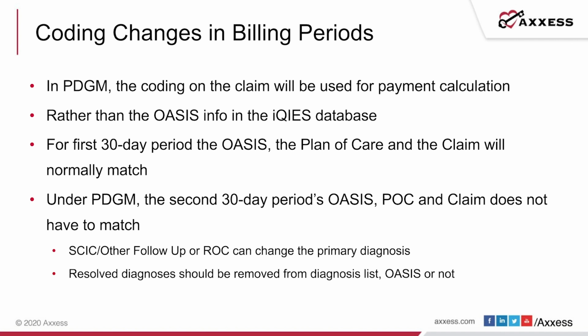Now, one little caveat that is also new to PDGM because of the billing periods has to do with coding changes. In PDGM, the coding on the claim is what they're going to use for your payment calculation. They're not using the OASIS and the iQIES database anymore. Currently, under Home Health PPS, we are told that the OASIS, the plan of care, and the claim have to match. Under PDGM, that's changed. Normally, the first 30-day period, the OASIS, the plan of care, and the claim will match. But under PDGM, that second 30-day period's OASIS, plan of care, and claim doesn't have to match.